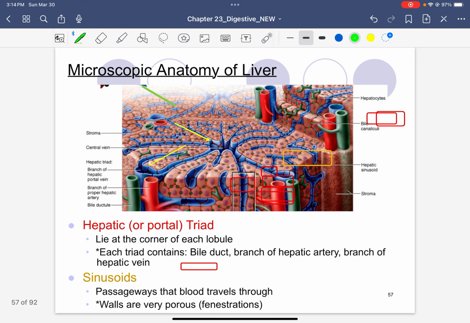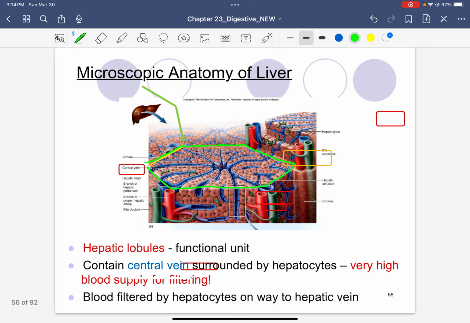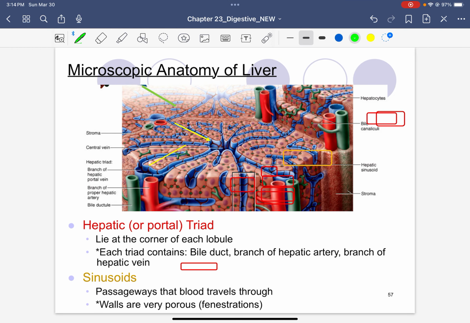All extra. If you're interested, at the corner of each hepatic lobule would be a triad of blood vessels and lymphatics at every corner. There's a central vein in the middle. But this is all extra.